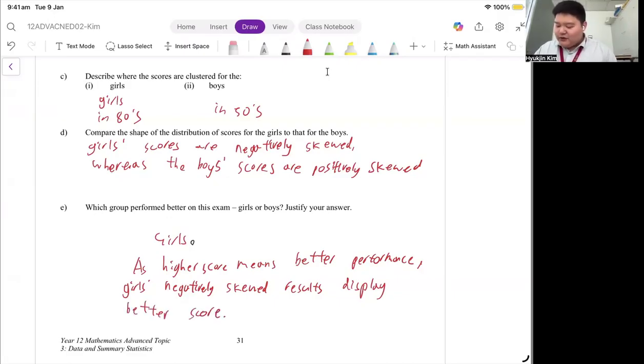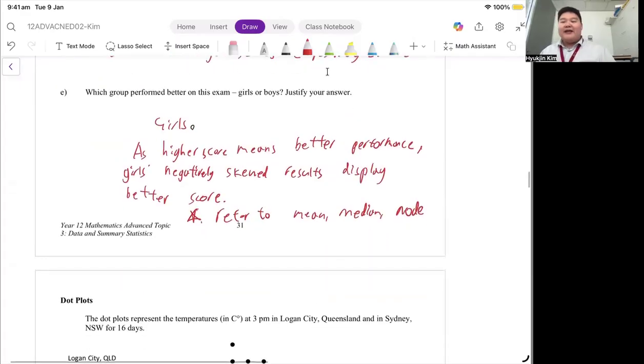And what I would also do is refer to mean, median, and mode. Because depending on the exam and depending on the marker, they might really be looking for those numbers instead. Sure, negatively skewed is good. Anyone can see the number.